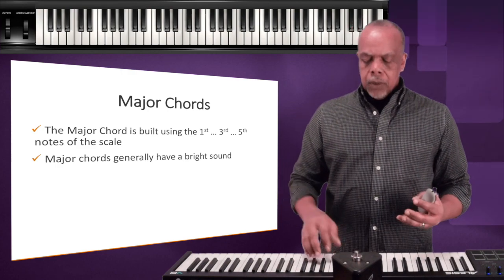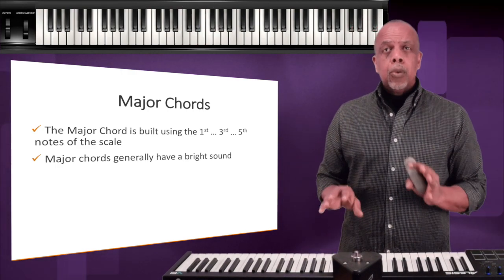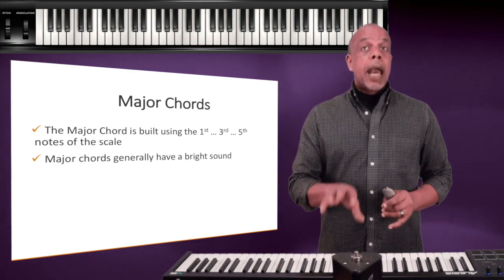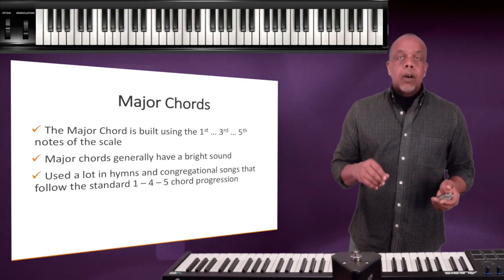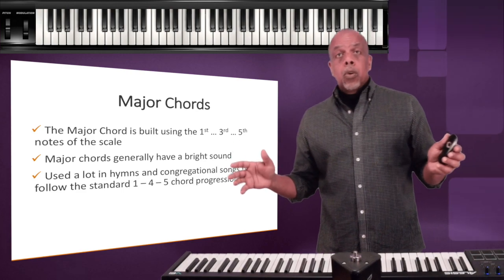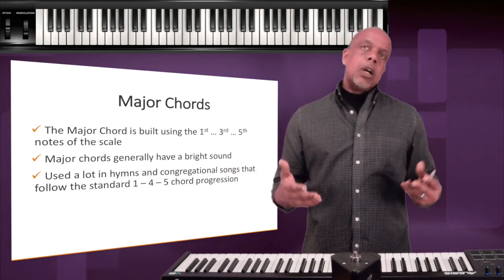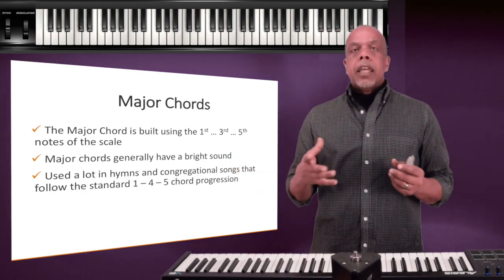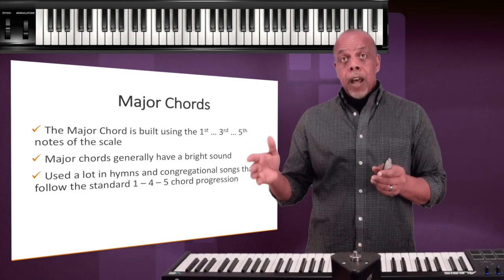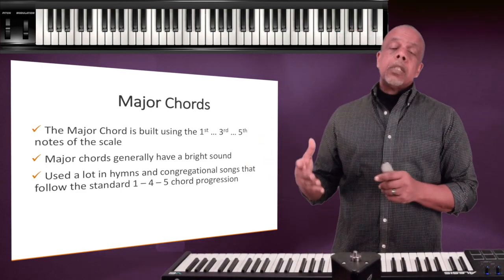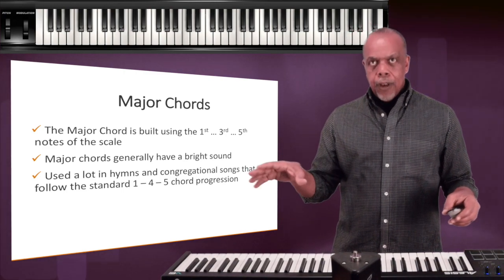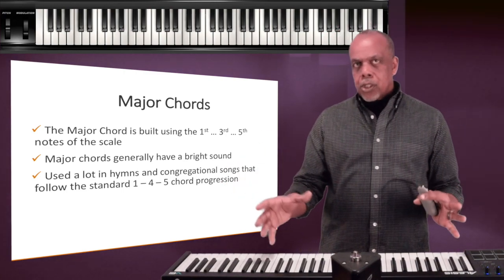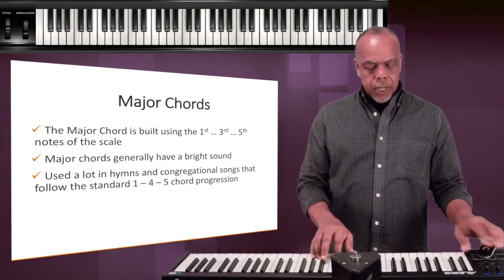They're full. And you may not hear it now, but as I compare it to other types of chords, I think you'll start to get it. Now, where are they used a lot? We use major chords really a lot in congregational songs and hymns, and they follow what we call that 1-4-5 progression. If you remember earlier, we talked about the C, the F, the G. That's the 1, the 4, the 5, and that's what we call a 1-4-5 progression, meaning that a lot of songs are built around that.